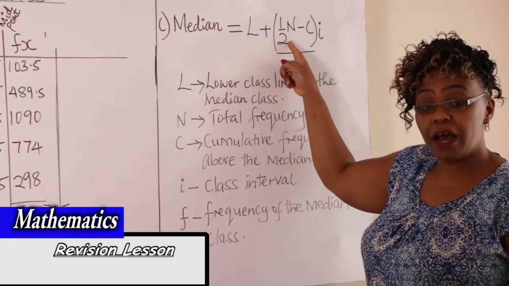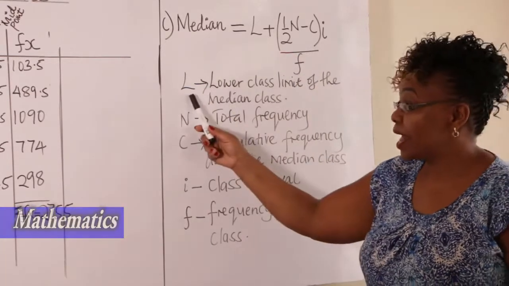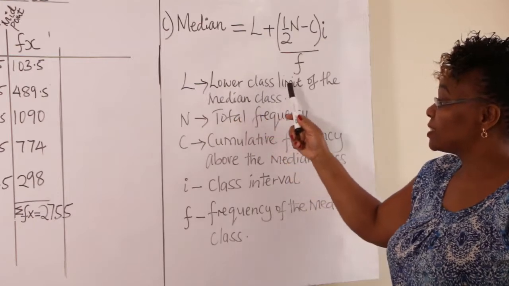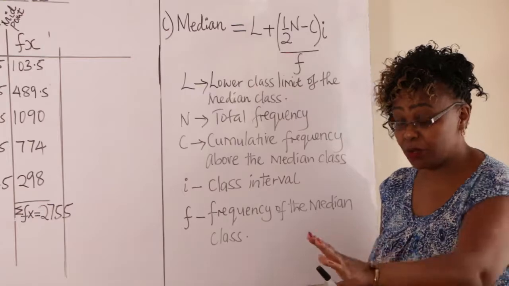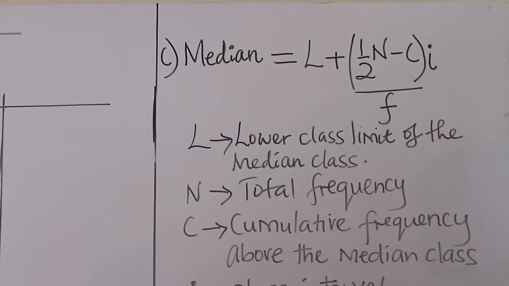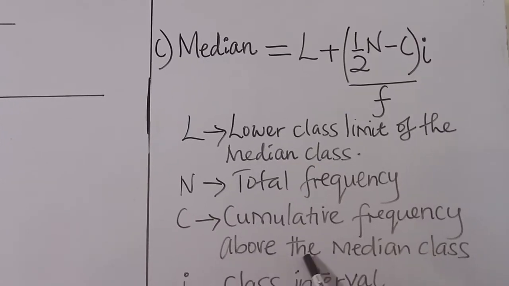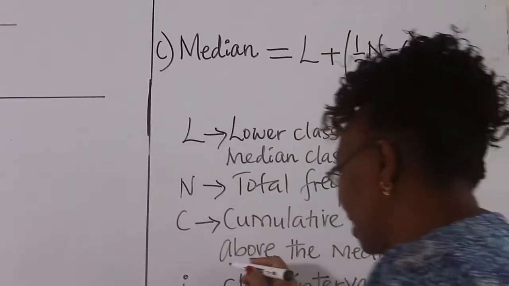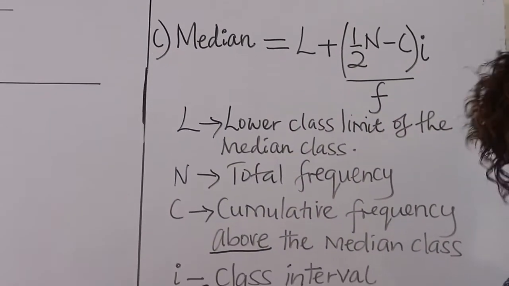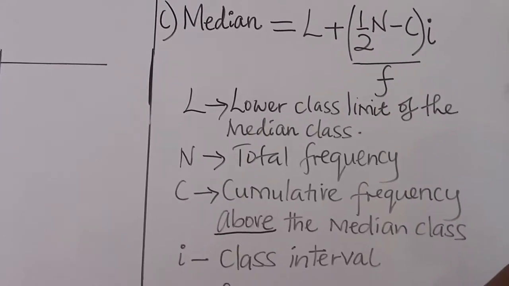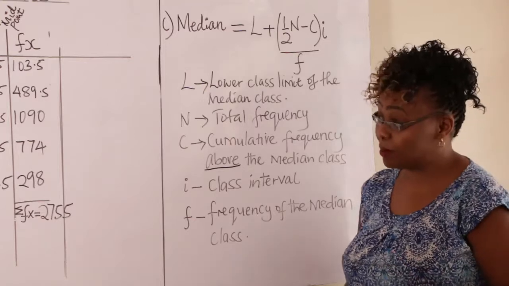That is the formula for finding the median, where L refers to what? L, learner, refers to the lower class limit of the median class. We are going to see that. C refers to cumulative frequency just above the median class. I, learner, refers to class interval, and F refers to the frequency of the median class.